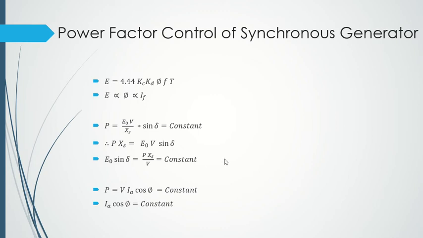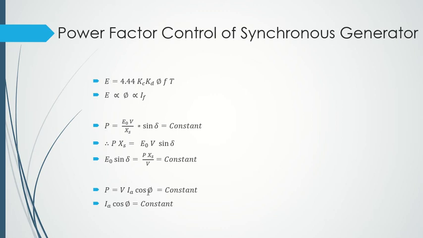Now let's keep this equation as it is. Let's call this equation 1, and then tell me what will be the power equation for this. We all know that power is VI into cos phi, right? Now, as my load is remaining constant, there is no change in load, so there will be no change in the angle between voltage and current. I'm talking about phi here. As the angle will not change, the cosine of that angle will also not change. What does it mean? My cos phi is constant, right?